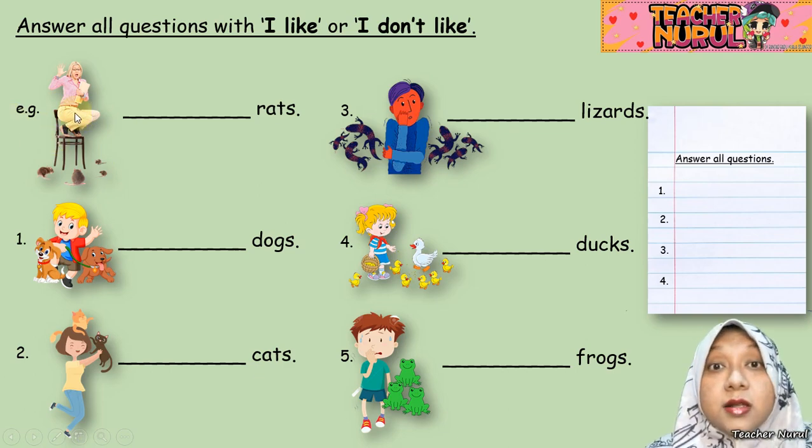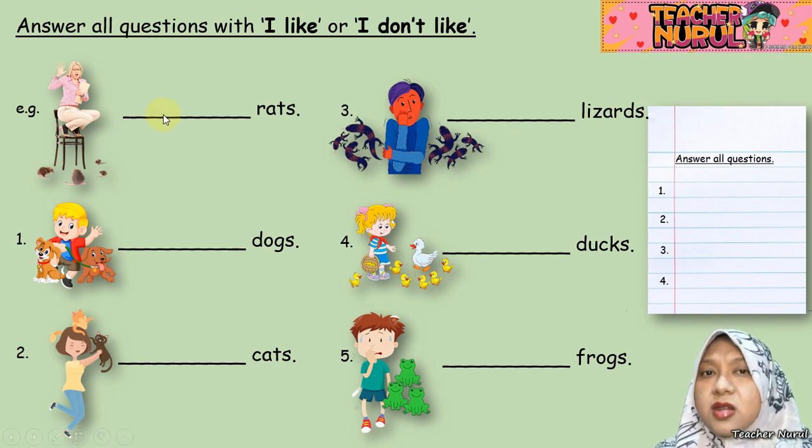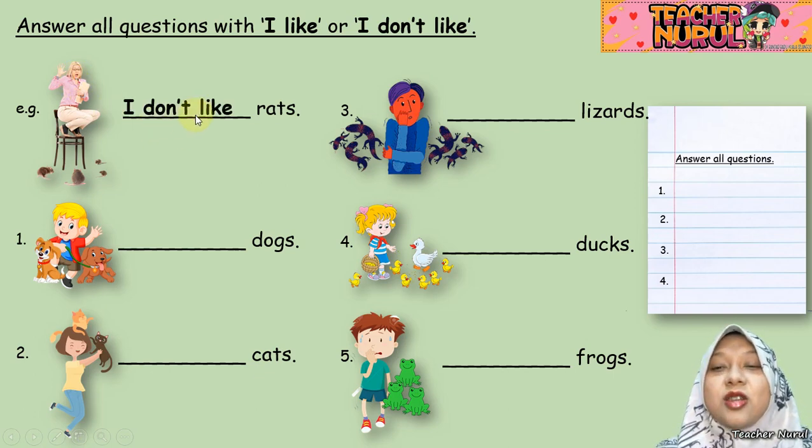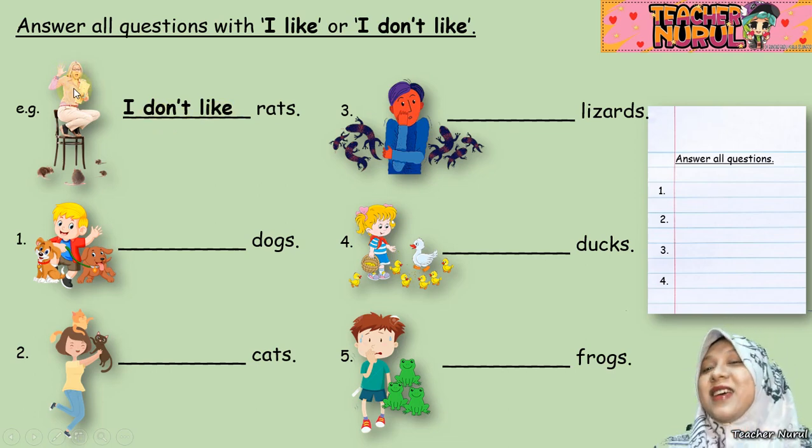Now, let us look at the example. EG means example. Look at the woman's face. Rats. So rats. What do you think? Do you think that the answer is I like or I don't like? Look at the face. Yes, the answer is I don't like. Because this is not the smiling face. That's the scared or sad face.